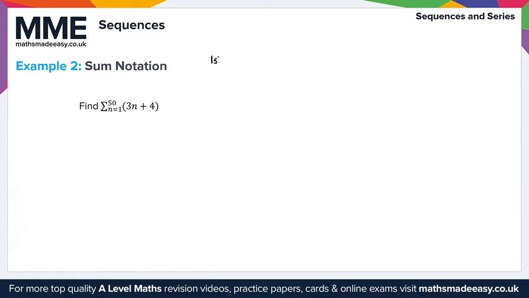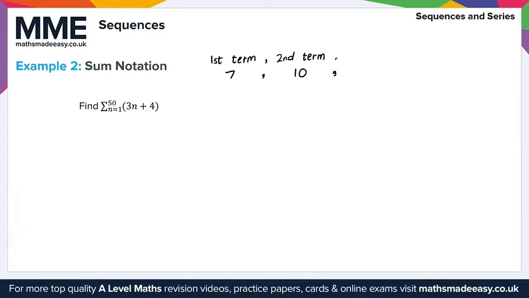So the first term here, well, that's obtained when n equals 1. So it's going to be 3 times 1, we just substitute into this expression. So it's 3 times 1, giving us 3, plus 4 gives us 7. The second term will be obtained in a similar manner, simply replacing n with 2 here. So we obtain 3 times 2, which is 6, plus the 4 gives us 10.